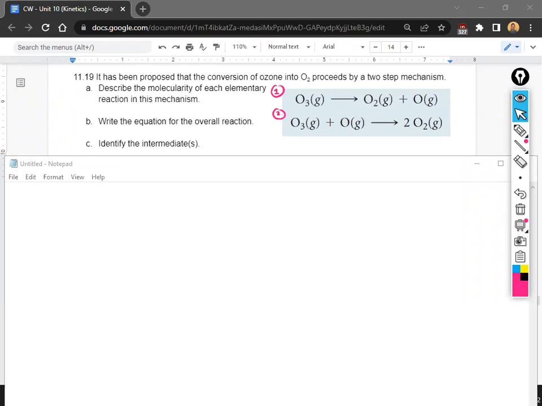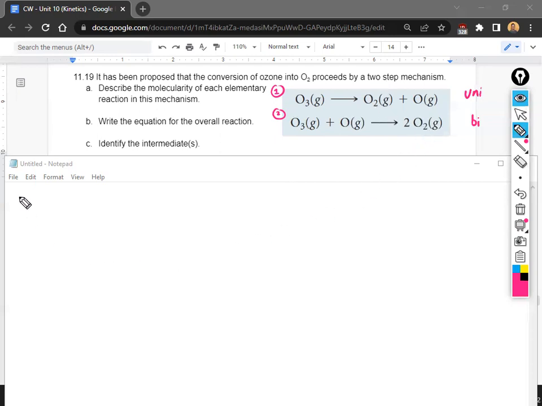Okay, so let's start with part A, because I think that's the easiest. Let's figure out the molecularity. If you take a look at step 1, how many molecules start the reaction? Just 1, right? It's just O3. So this is unimolecular. If you take a look at step 2, how many molecules start the reaction? 2. So this is bimolecular. Basically, you just need to look at how many individual molecules are involved in the reactant side.